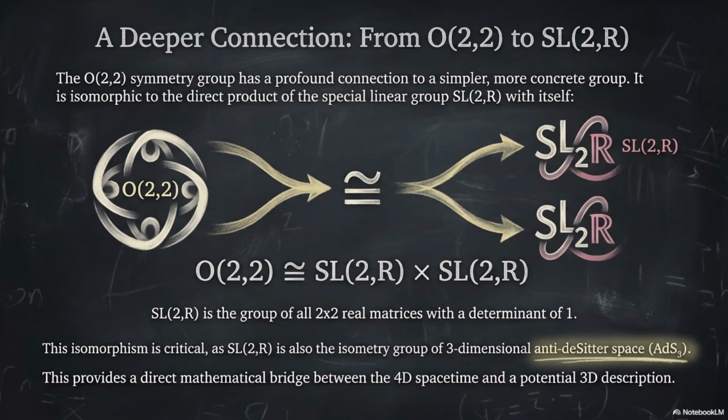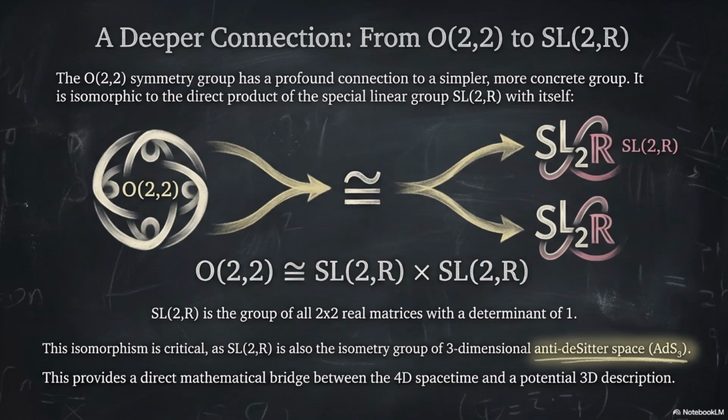Now, for those of us not using group theory every day, what exactly is SL(2,R)? Right, so SL(2,R) is just the group of all 2x2 real matrices that have a determinant of exactly 1. And why is that specific group so important? Because, and this is the beautiful part, SL(2,R) is also the isometry group of 3-dimensional anti-de Sitter space, AdS3.